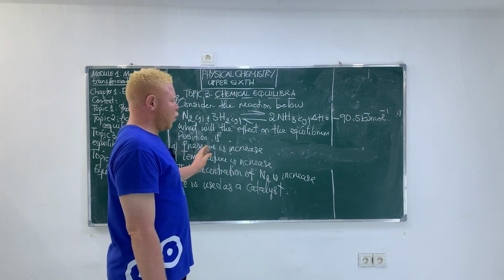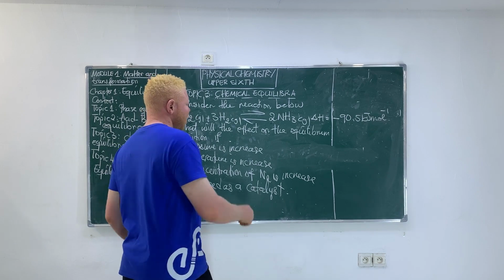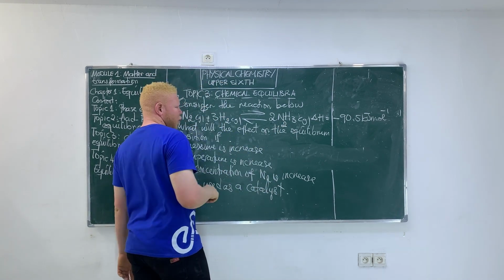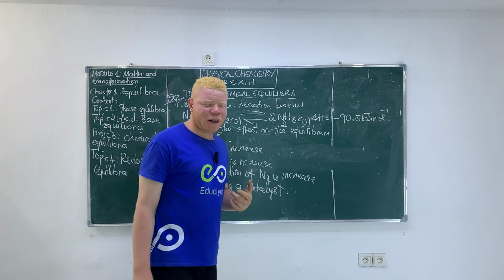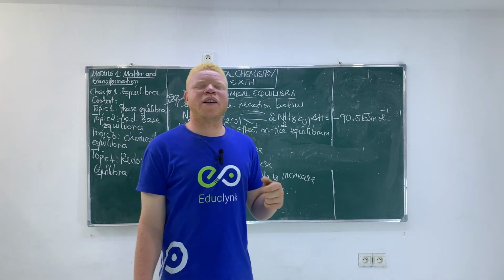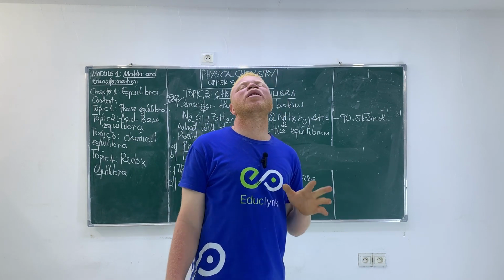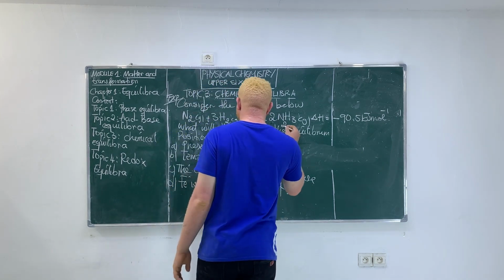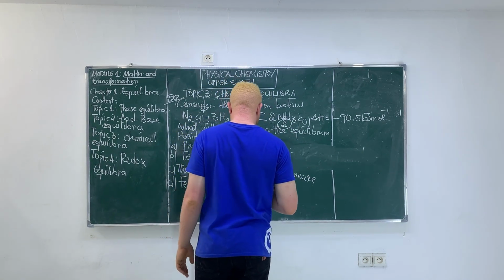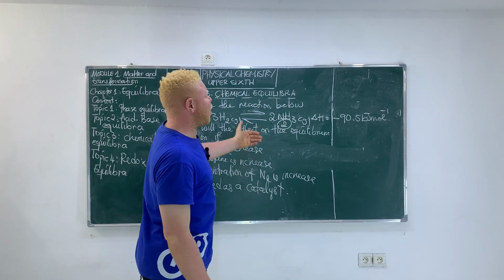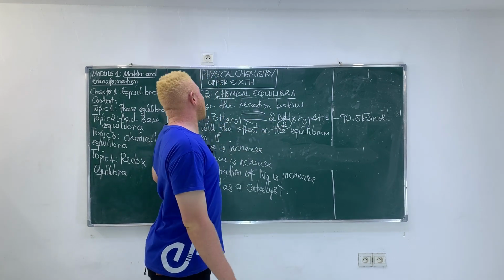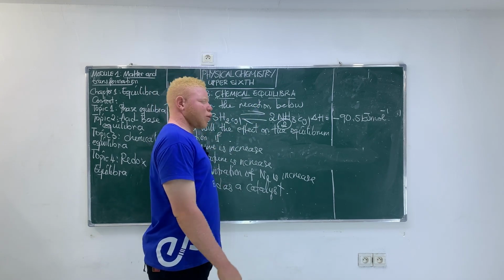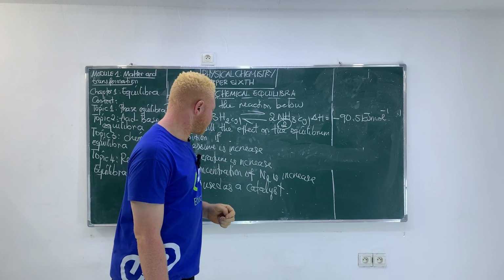So for pressure, first of all, we'll analyze the equation. We see that we have 2 moles here. Here we have how many moles? 4 moles. I told you earlier that if you increase pressure, the equilibrium position will shift to the side where the number of moles is less. In this case, the equilibrium position is going to shift to this side. Why? Because here we have just 2 moles compared to 4 moles. So the equilibrium position will shift to the right if pressure is increased.